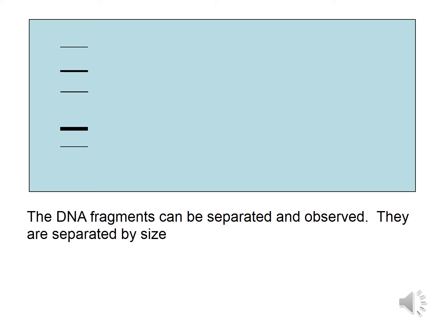You'll notice, however, that some of these lines, some of these bands are thicker than the others. That doesn't mean they're bigger pieces of DNA. What that means is that there's actually more than one fragment there of that particular size. So that very thick band, second from the bottom, that happens to be the second smallest DNA fragment, but there's lots of them there. So that's why it appears as a thick band.